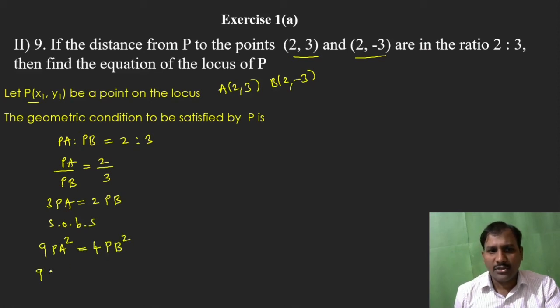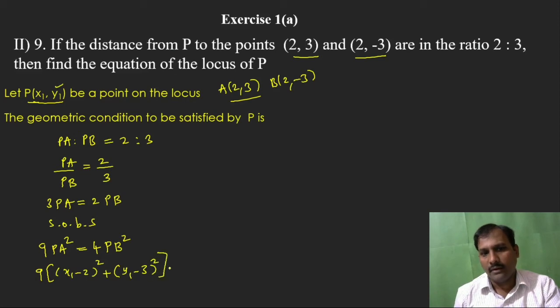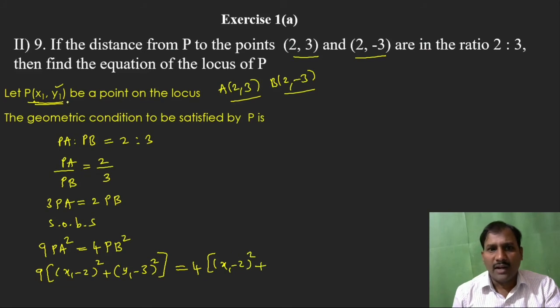So let us substitute the PA square value here. That is the distance between P and A whole square, that is (x1 - 2) whole square + (y1 - 3) whole square, is equal to 4 times PB square, the distance between P and B, that is (x1 - 2) whole square + (y1 - (-3)), that is (y1 + 3) whole square.